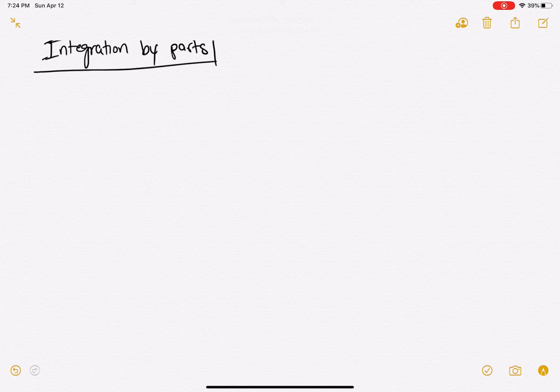I'm just going to write down the name and then I'll talk about what it means. So this is integration by parts. Integration by parts. What does it mean?